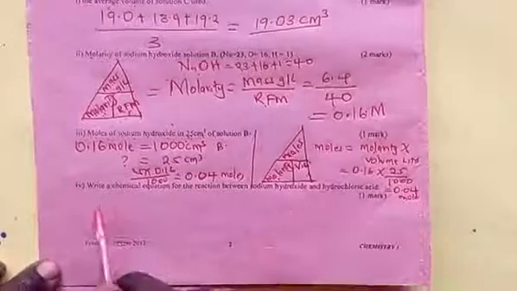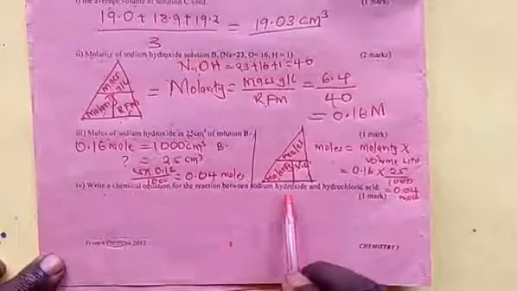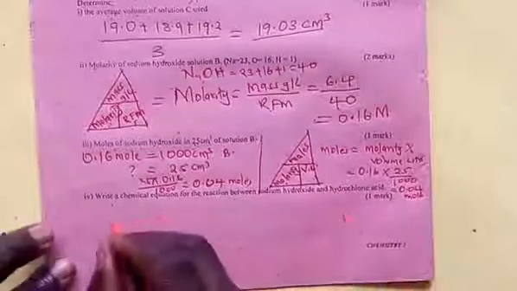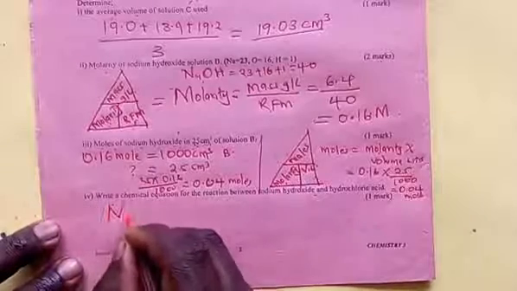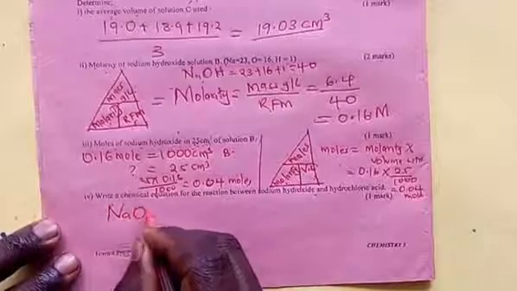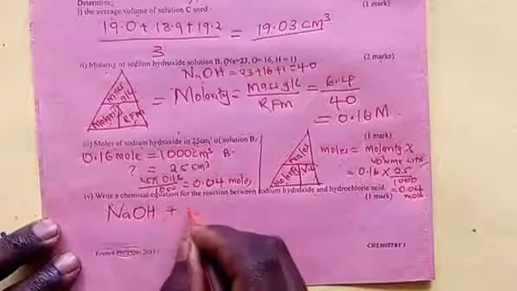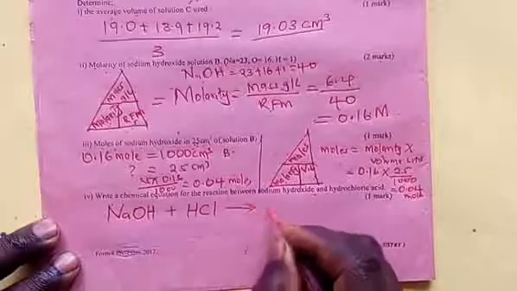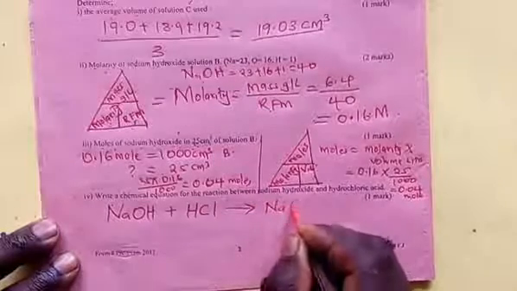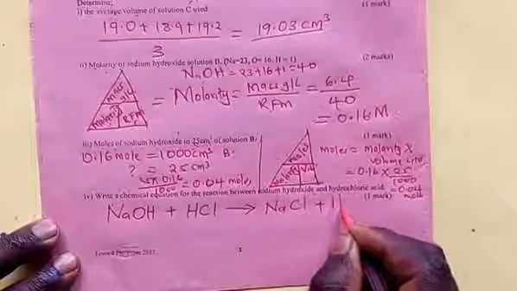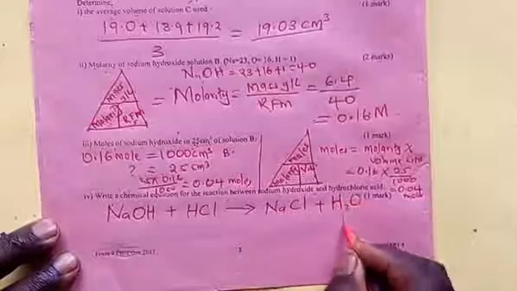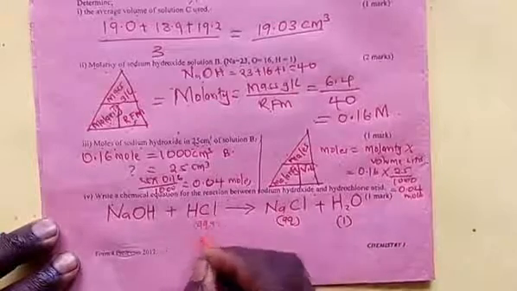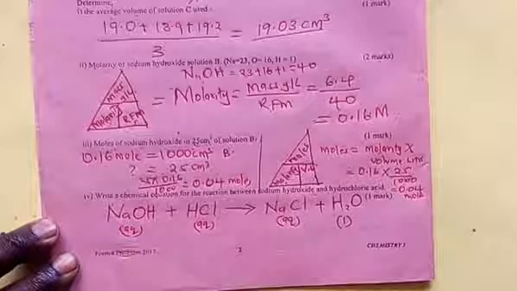Next question says that write a chemical equation for the reaction between sodium hydroxide and HCl. So sodium hydroxide is simple. Sodium hydroxide plus HCl, which will give us sodium chloride plus water. This one is a liquid, this one is aqueous, aqueous. So all of them is aqueous.